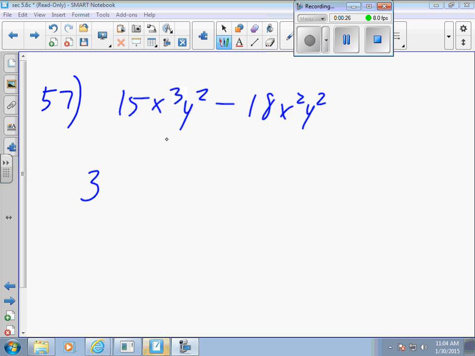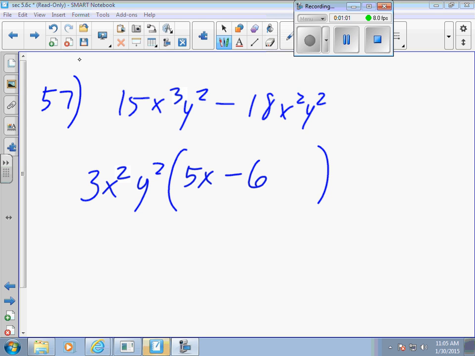The greatest common factor of your x's is x squared, and y squared would come out of both of them. So when we get our answer, we have to divide each of these terms up here by our greatest common factor to get what's left over. 15 divided by 3 is 5. X cubed divided by x squared is x. 18 divided by 3 is 6. And the x squared and the y squared both cross out. So this is our answer.